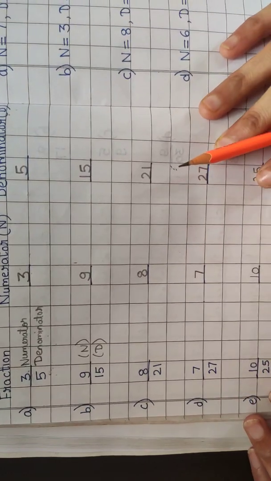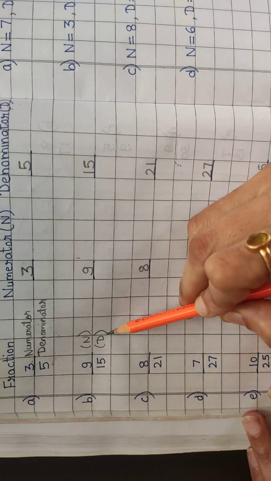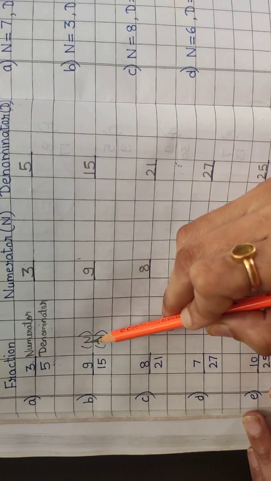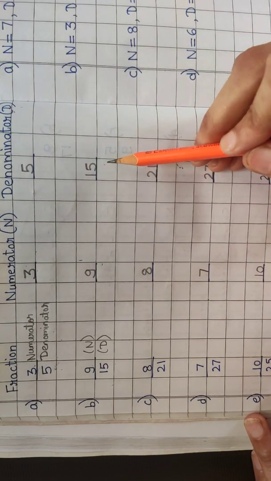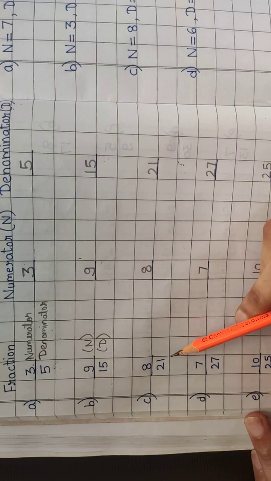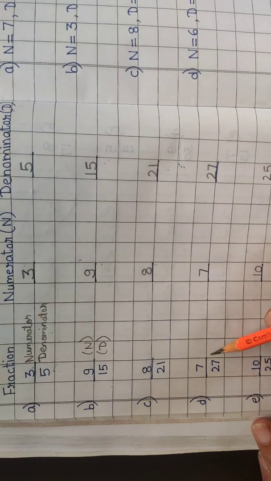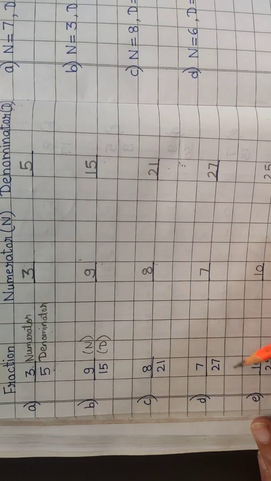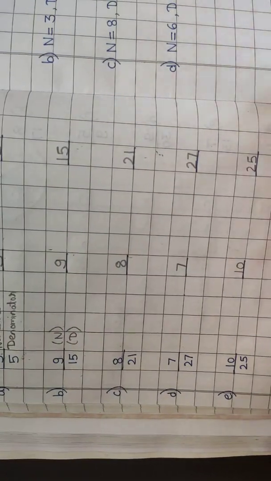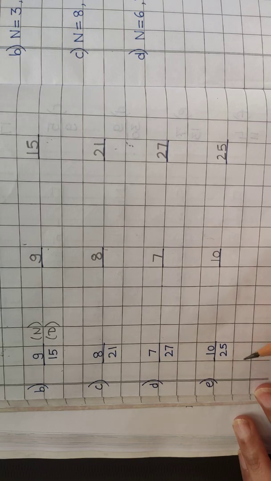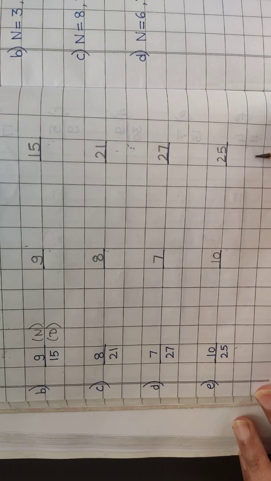ओके, नाउ कम ऑन नेक्स्ट क्वेश्चन, b 9 upon 15. तो सेम यू कैन राइट दिस शॉर्ट फॉर्म ऑल्सो, n and d. So 9 is n and 15 is d, so you will write like this, 9 in numerator, 15 in denominator. Then c 8 upon 21, so 8 in numerator and 21 in denominator. 7 in numerator, 27 in denominator. Okay, then question number last, e 10 upon 25, so we will write 10 is numerator, then 25 is denominator.